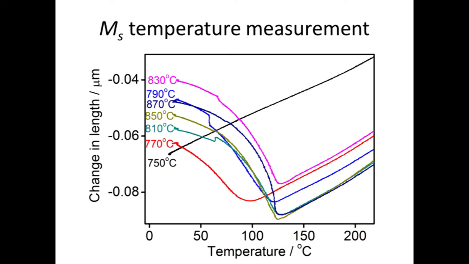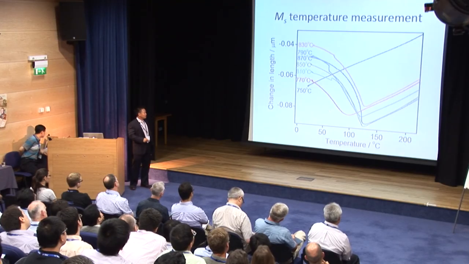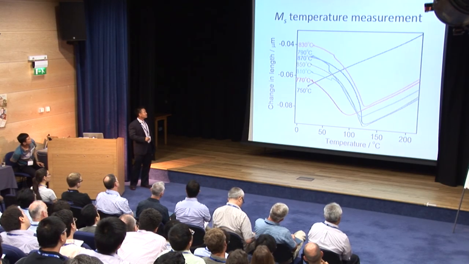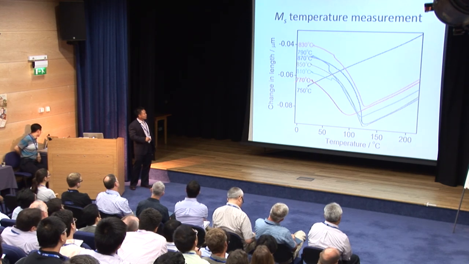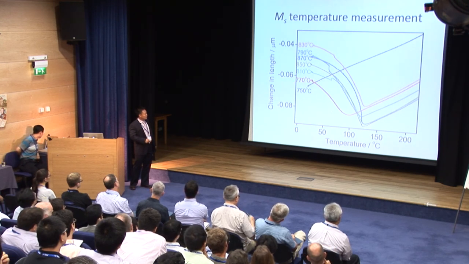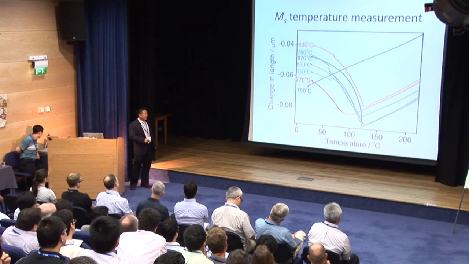This is the experiment result for this kind of heat treatment. With the increase of the temperature at the beginning, at 750, we did not get serious martensite transformation. With increasing the heat treatment temperature to 770, we get the MS temperature around 100 or something.